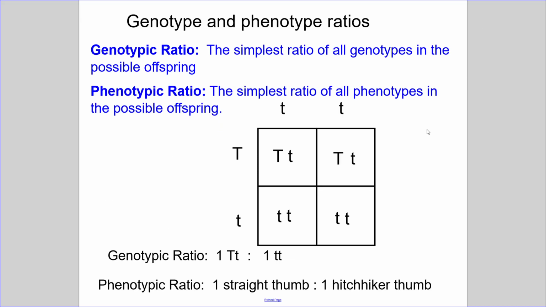Once you have a Punnett square solved out, you want to be able to express the information in a genotypic and phenotypic ratio. So here is the puzzle from the previous page. The genotypic ratio is the simplest ratio of all genotypes in the possible offspring. So here in the offspring we have 1 heterozygous to 1 homozygous recessive. It's really 2 to 2, but you can reduce that down to 1 to 1. Phenotypic ratio is the simplest ratio of all phenotypes in the possible offspring. So we have 1 straight thumb to 1 hitchhiker thumb. It's 50-50%.